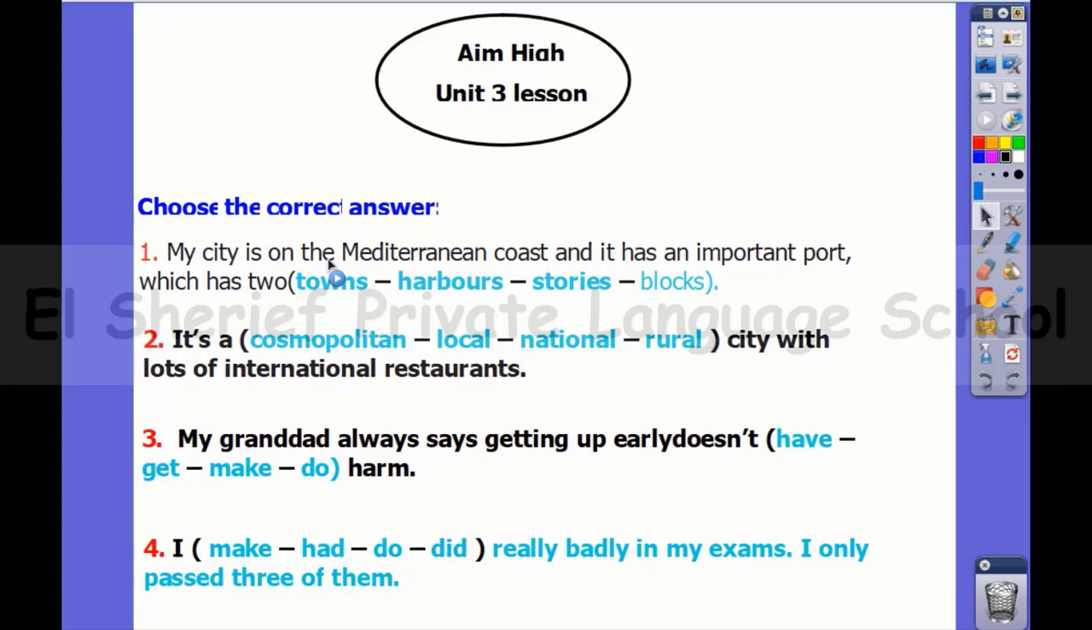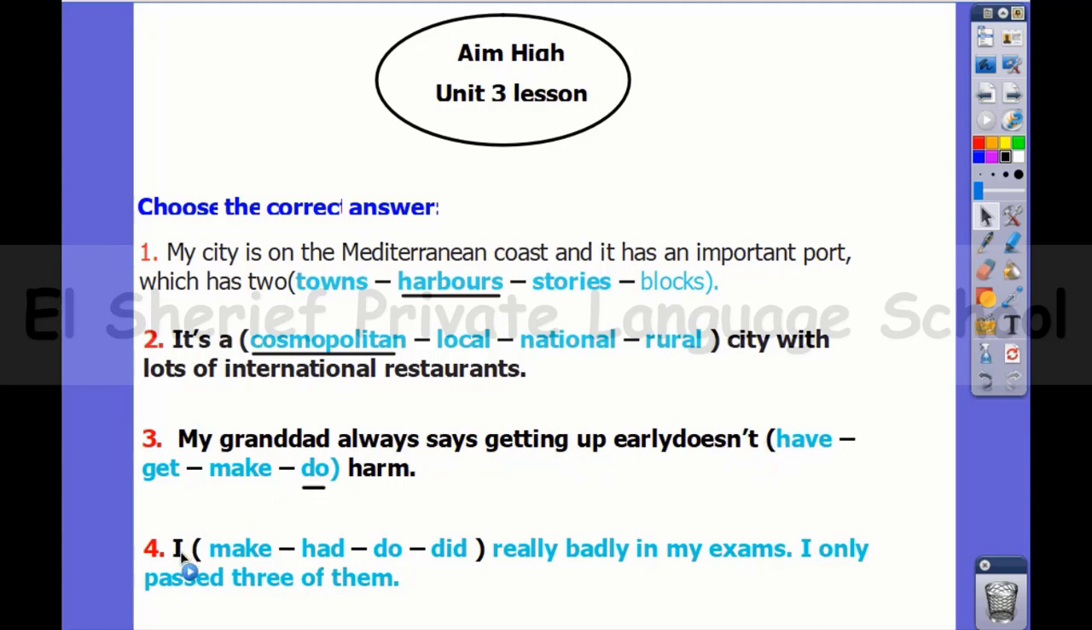My city is on the Mediterranean coast and it has an important port which has two. So the answer is Harper's. Number 2. It's a city with lots of international restaurants. So the answer is Cosmopolitan. Number 3. My granddad always says getting up early doesn't harm. So the answer is doesn't do harm.